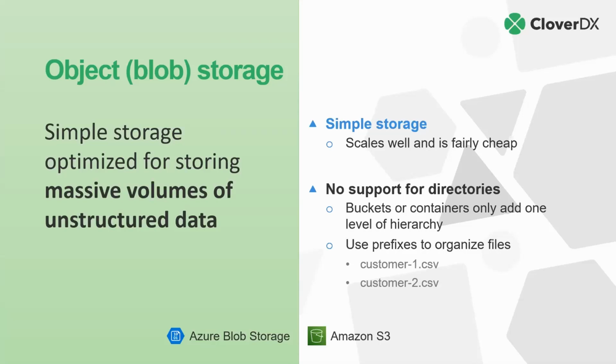But there's a price, of course, to pay for that kind of simplicity and performance: it doesn't have many things that you normally see in traditional file systems. So there's, for example, no support for directories. You get kind of that when you think about S3 or Azure Blob storage. They have buckets in S3, and in Blob storage it's called a container. So they give you one level of hierarchy. And then to organize your files, you use prefixes, right?